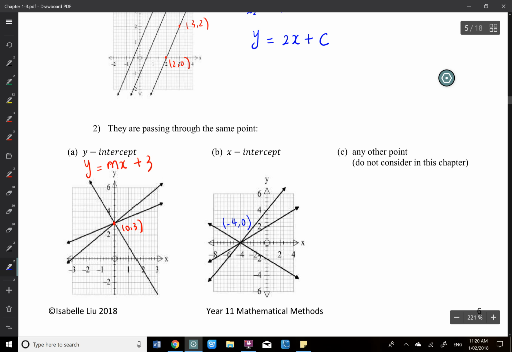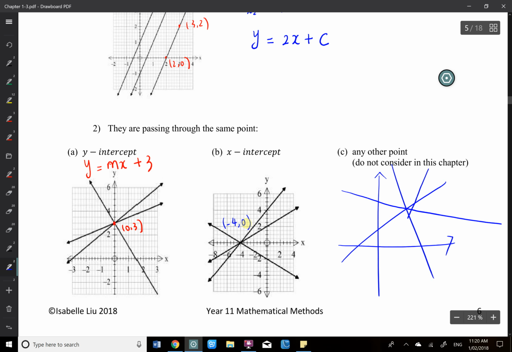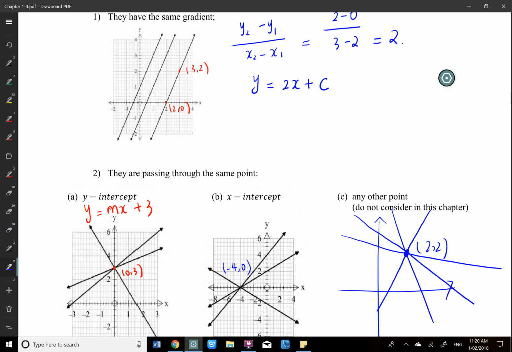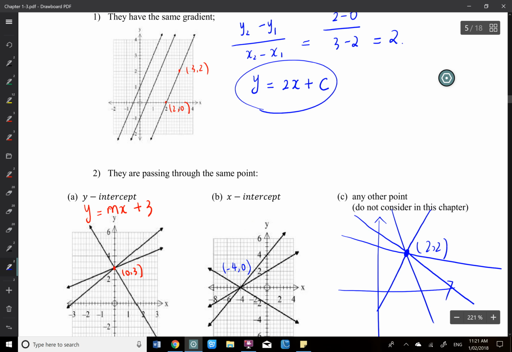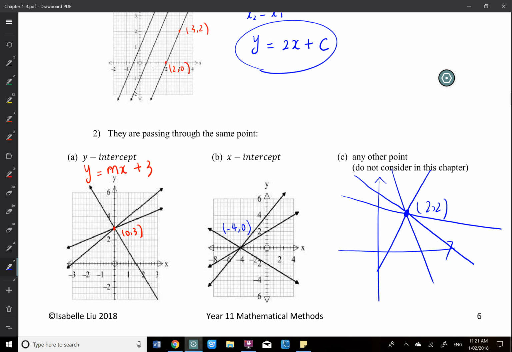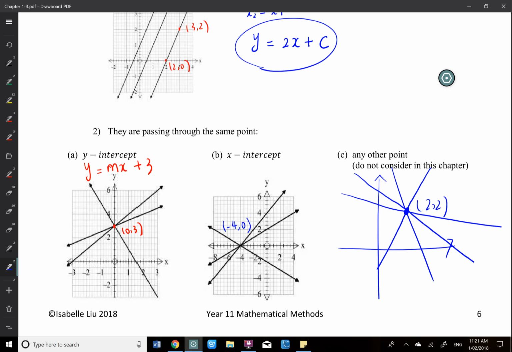In another case, we talk about lines passing through any other point, like they are not special anymore. They are a family of graphs as well. They all pass through one point, let's say that point is (2, 2). This is a family of graphs as well. But the hard thing is I can't easily use one equation to represent them all. I can, but it's much harder than this. With the same gradient or the same y-intercept, it's easy to write. For a general point, I don't really think about that. We do not consider it in this chapter.